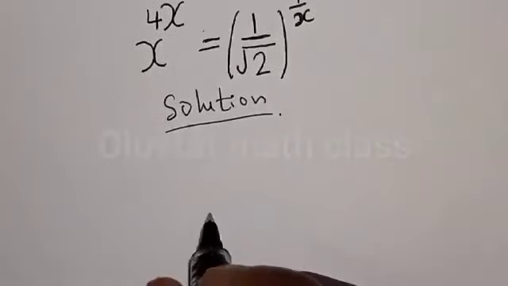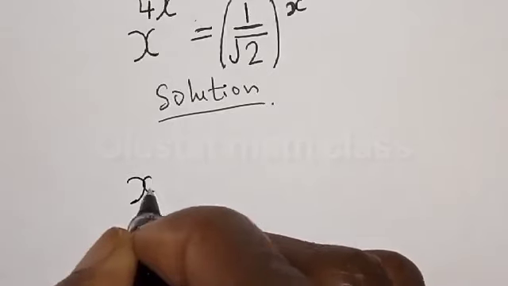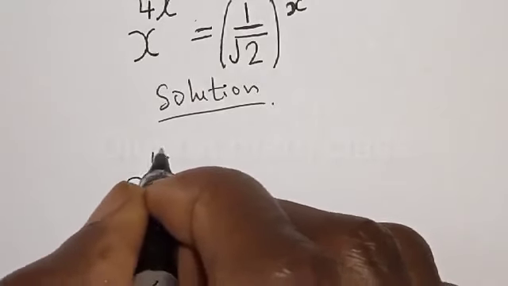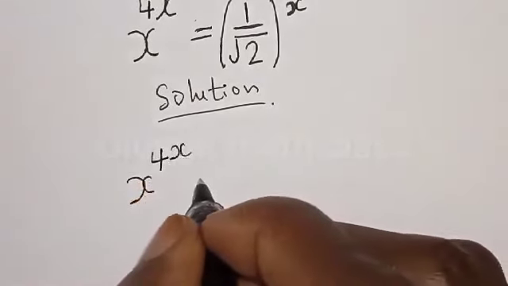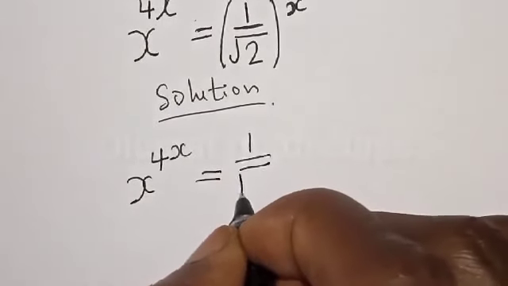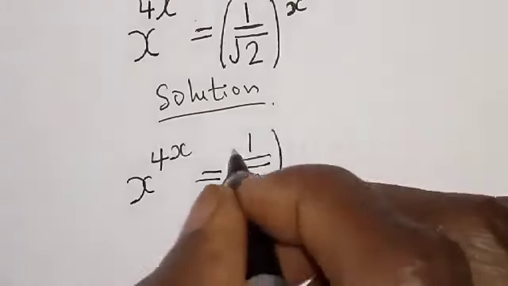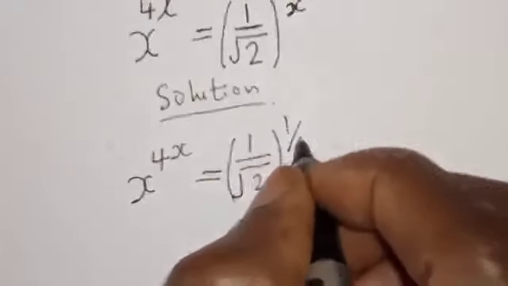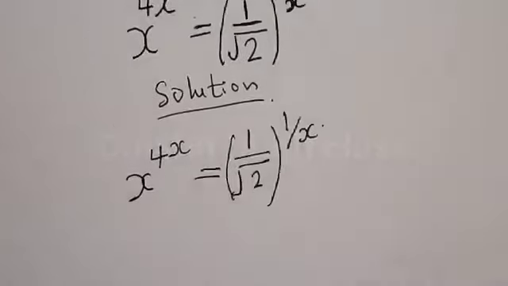We have the given equation x raised to power 4x is equal to 1 divided by square root of 2 raised to power 1 divided by x.